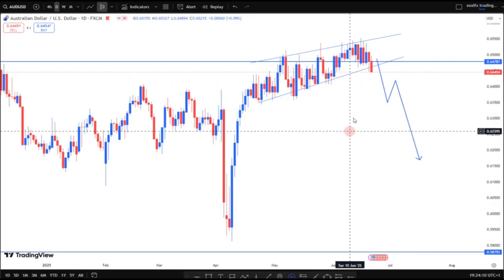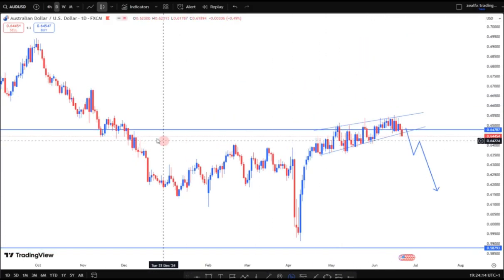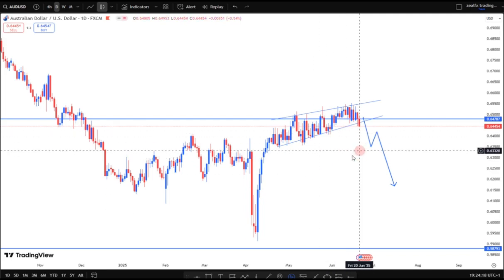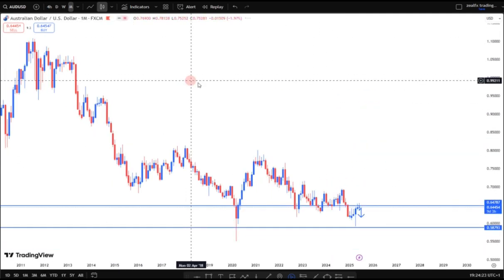So long as we have an uptrend structure on Australia USD, we will be looking for buying opportunities from any of these support zones on Australia USD. So let's do our top down analysis on Australia USD. We'll be starting with the monthly chart.